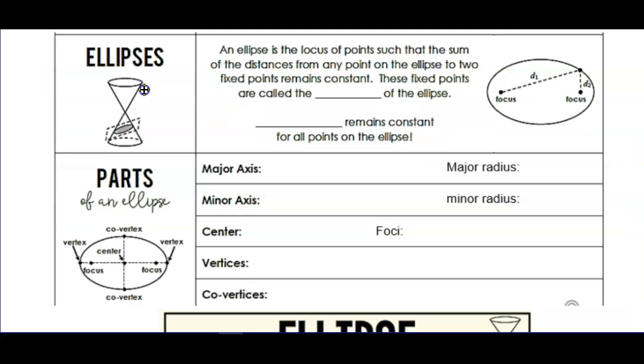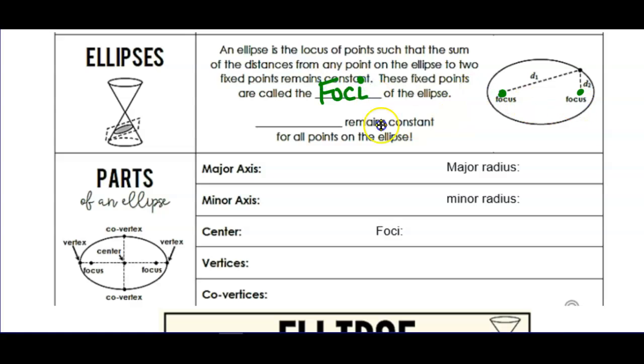All right, I'm going to keep moving here. An ellipse is a locus of points such that the sum of the distances from any point on an ellipse to two fixed points remains constant. That's the string, okay? When you have a focus point and a focus point here, the thing that's staying the same is the length of the string. These two fixed points are called the foci, and that's just the plural.